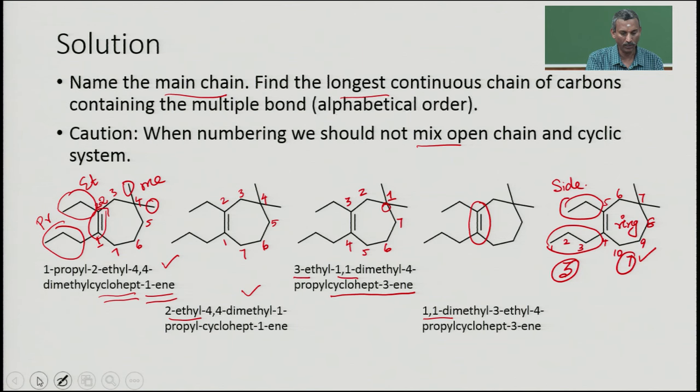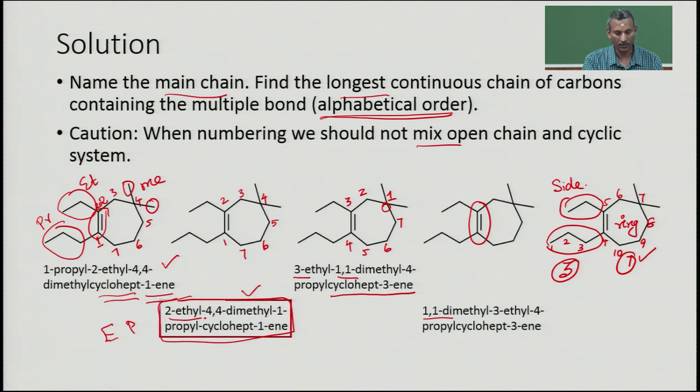Then we have to go to the main thing, which is the alphabetical order. So, accordingly, the ethyl group has E, which comes before propyl group, which is P. So, that means the correct name for this compound should be the B1. So, this is the correct name for this particular compound.